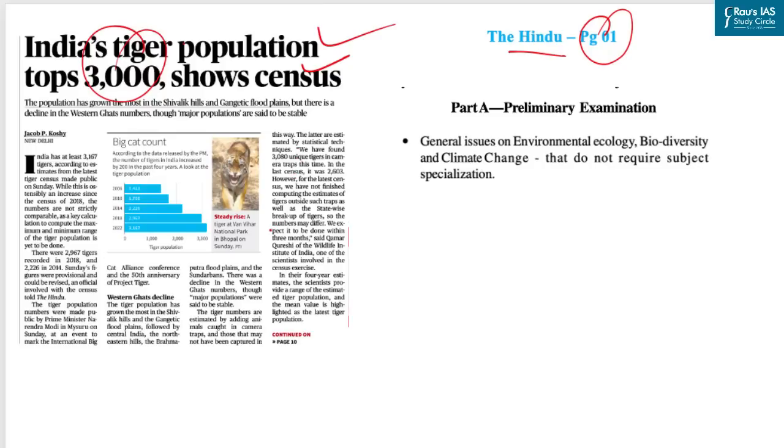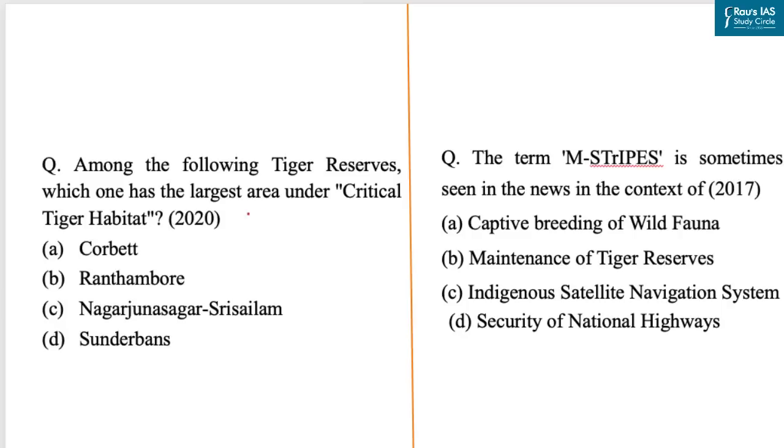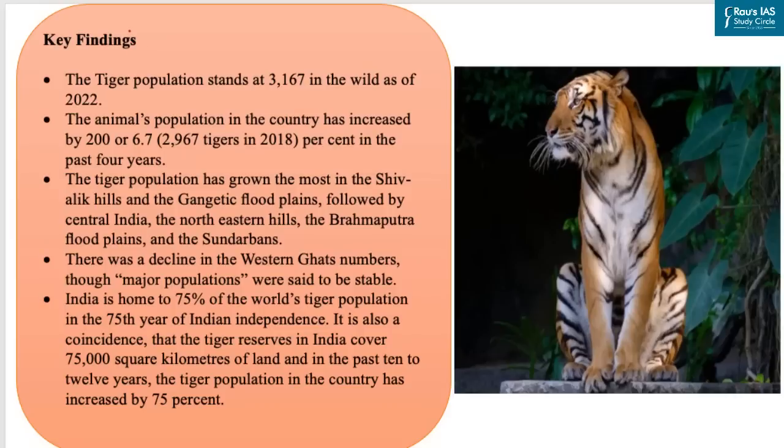This discussion is mainly important from the perspective of the prelims examination, as UPSC has been persistently asking questions based on initiatives and various tiger reserves in the country. Like this question based on largest area under critical tiger habitat came in year 2020, and this question based on M-STRIPES came in year 2017. So let's see important key findings with respect to the fifth cycle of India's tiger census.